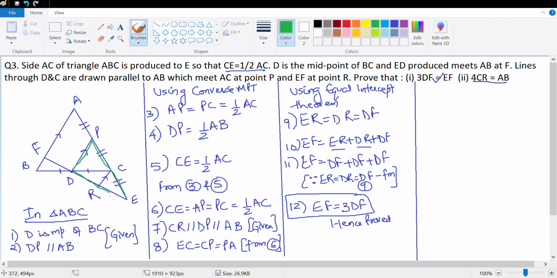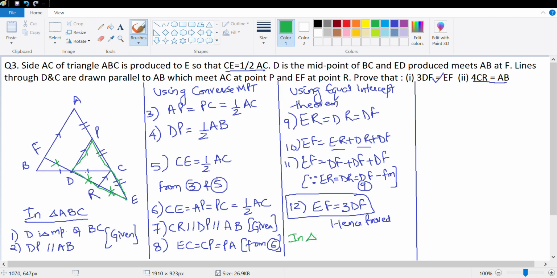Why am I looking at this triangle? Because I already know now that this and this are equal. We just proved that ER, DR and DF are equal, and we know CR is parallel to this, which means CR will be half of DP. So let's write this down.